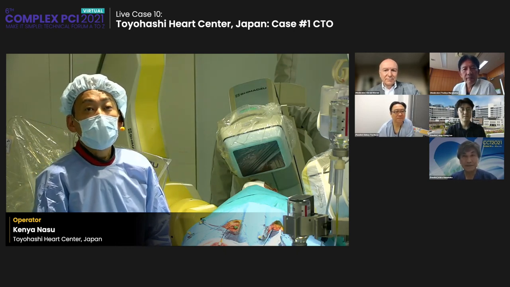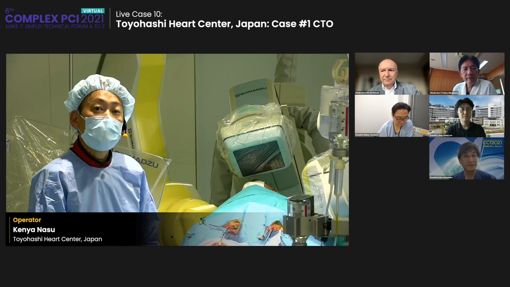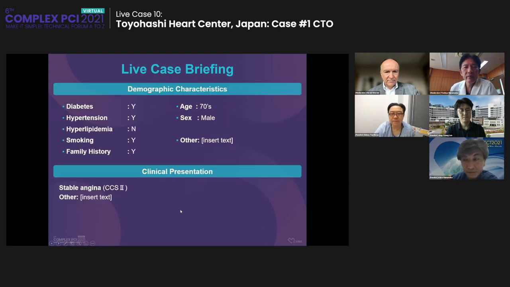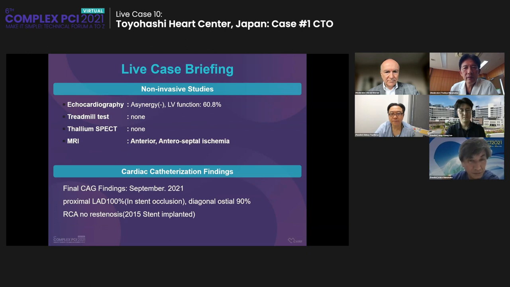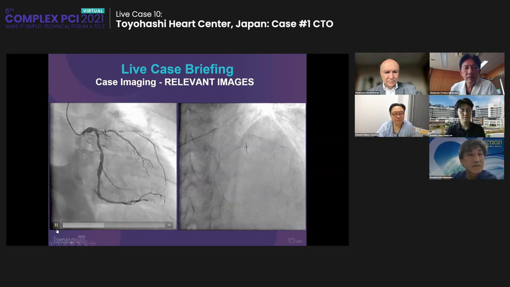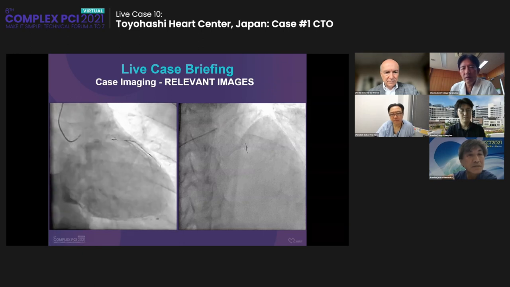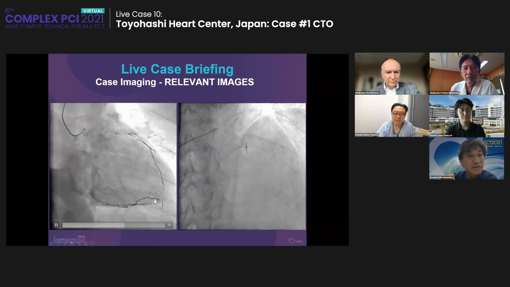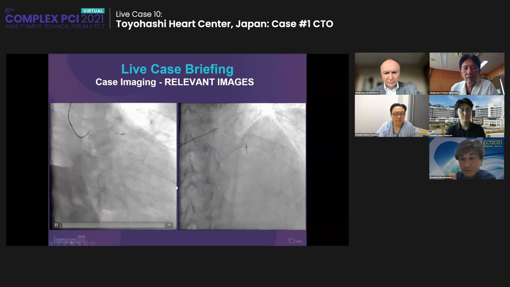So Dr. Habara will present the case. Case number one: the patient is a 70-year-old male. The clinical indication is severe angina caused by LAD CTO. And I will show the cardiac findings. This is a baseline angiography. You can see it's a proximal CTO, that is in-stent occlusion. And there you can see the collateral from the circumflex to the diagonal branch. This is the diagonal branch.